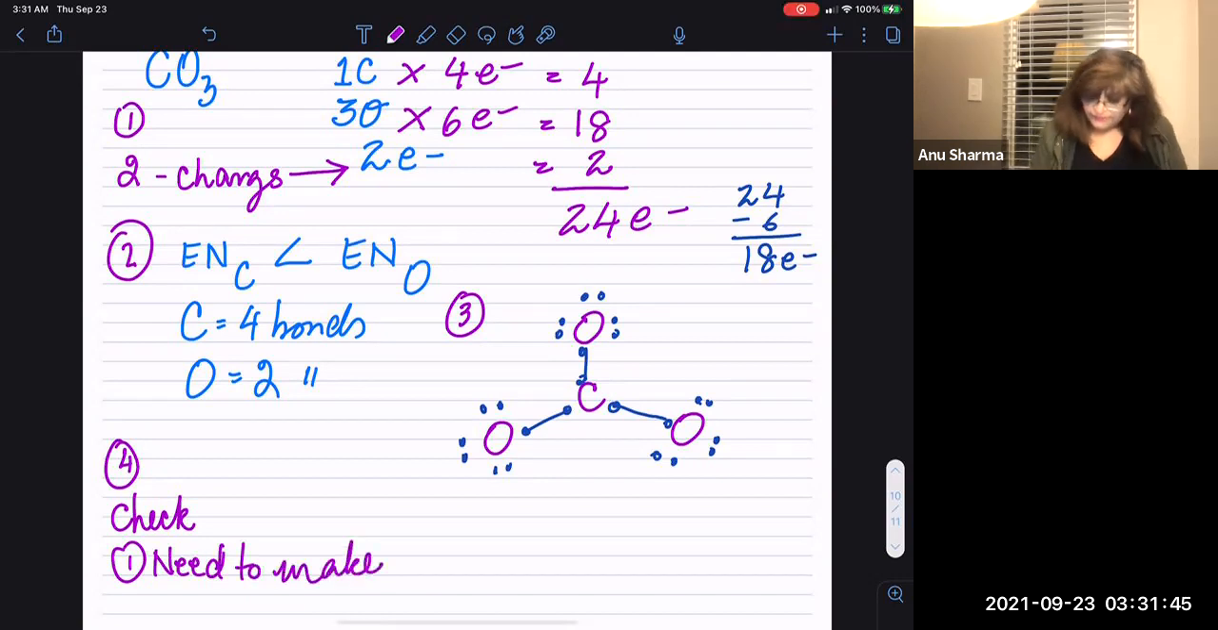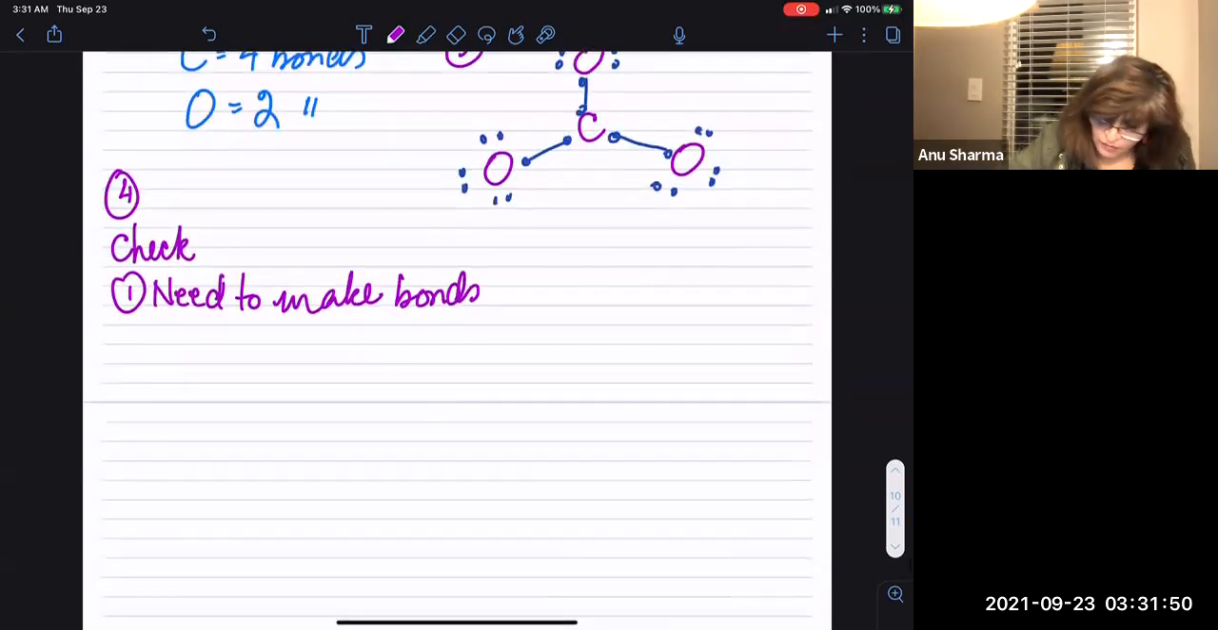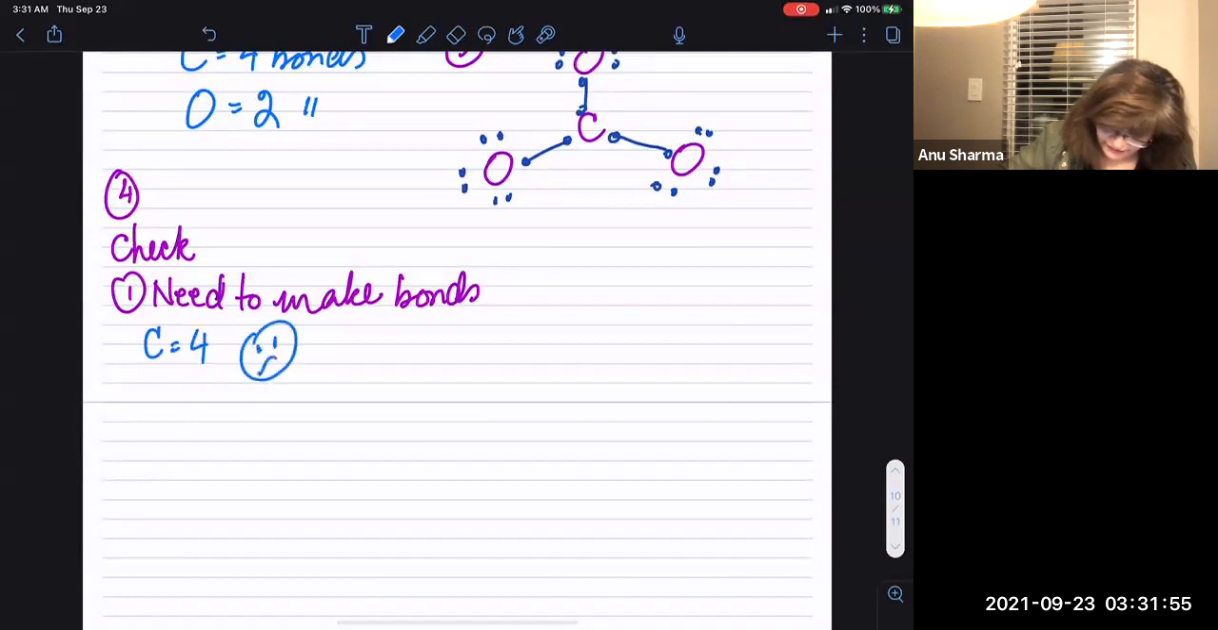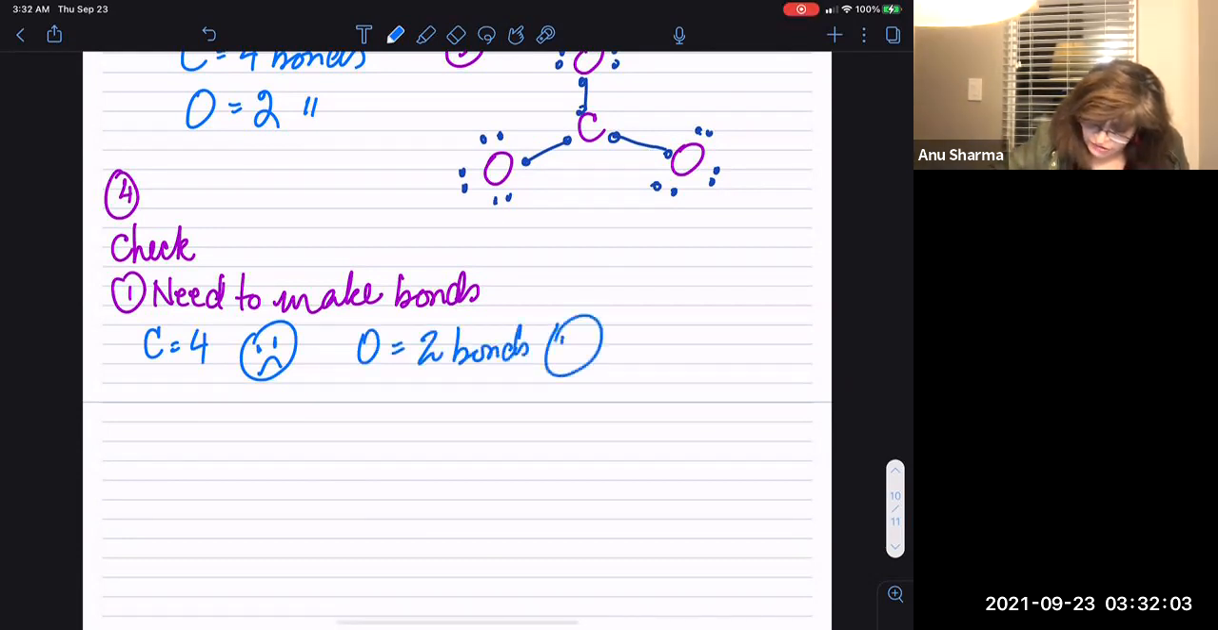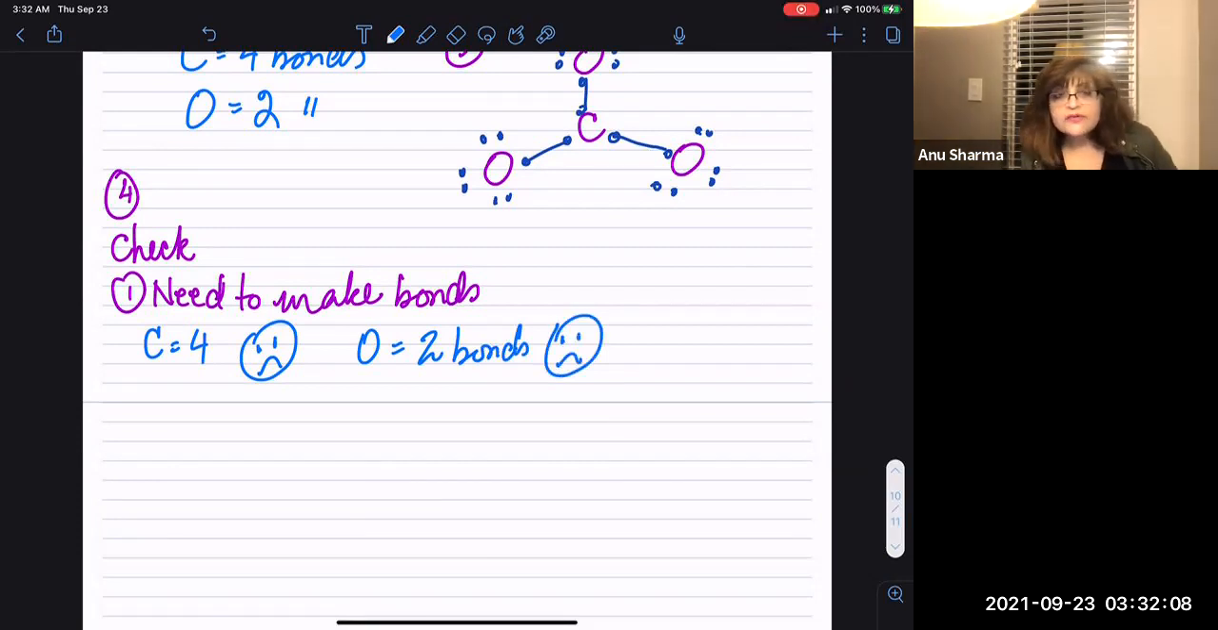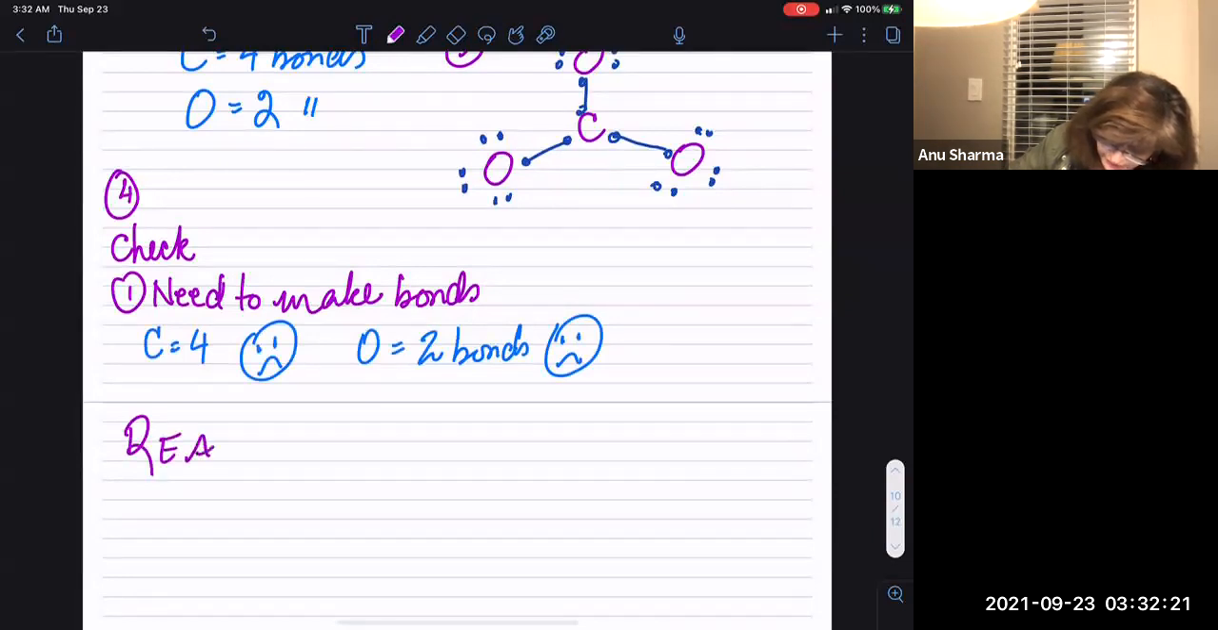Is it met or not? No. Carbon wants to make 4 bonds, but carbon is only making 3. Oxygen wants to make 2 bonds, but oxygen is also not making those 2 bonds. So none of their needs are being satisfied. So what is going to happen? They are going to do a rearrangement.